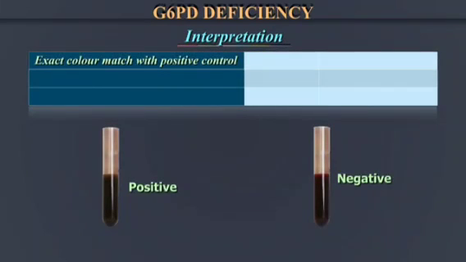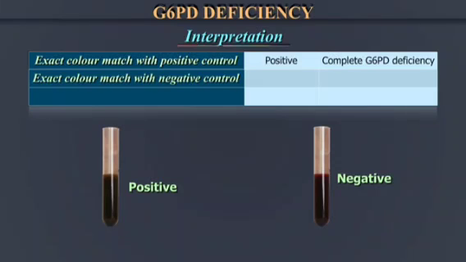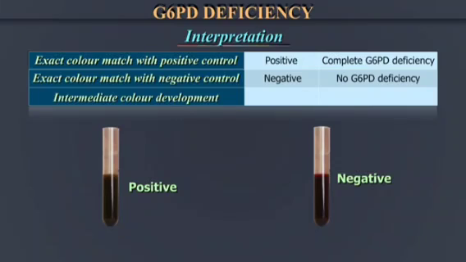Interpretation. An exact color match with positive control is positive or reactor, which means complete G6PD deficiency. An exact color match with a negative control means negative or non-reactor, which means no G6PD deficiency. An intermediate color development means intermediate reactor, which means partial G6PD deficiency.